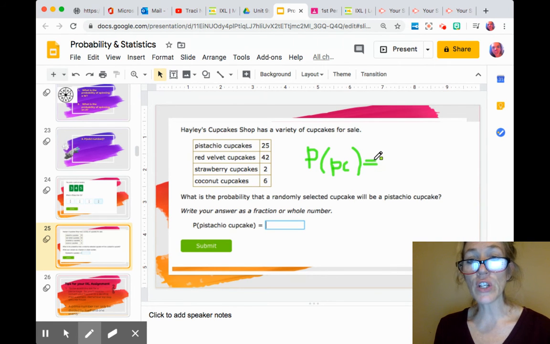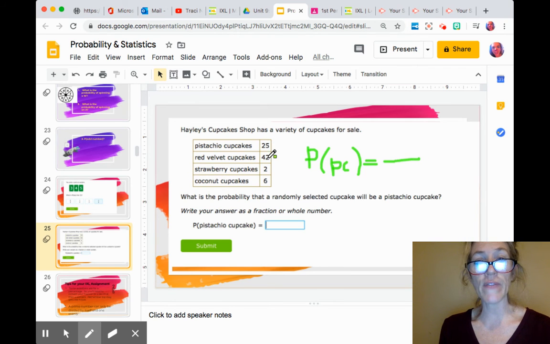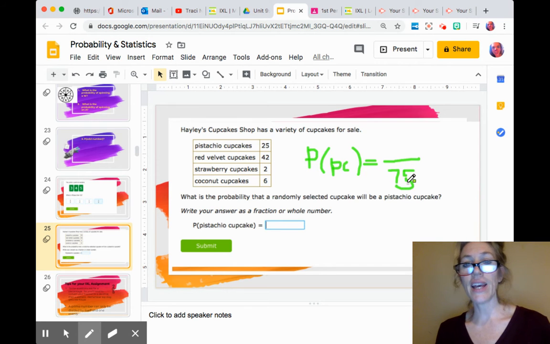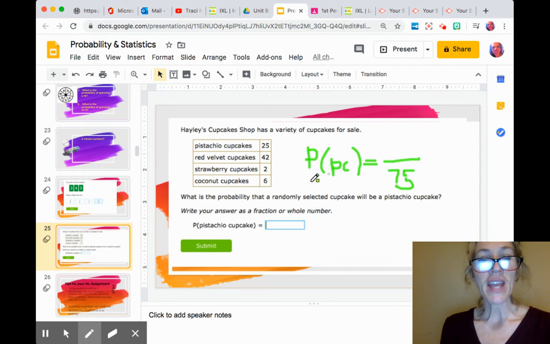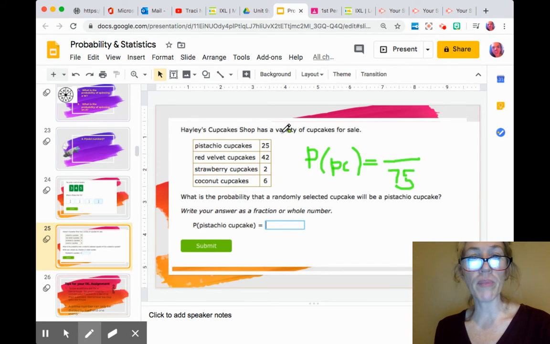I first need to have a total in my denominator. So I'm going to add 25, 42, 2, and 6. When I do that, my total number of outcomes is 75. Then I'm going to read the number in the table. I'm going to write 75, and that says 75 right there. And then the number of pistachio cupcakes is 25, so that is going to go in my numerator.